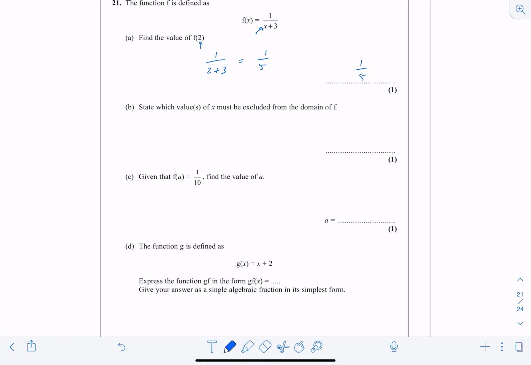State the value of x which must be excluded from the domain of f. That just means what value of x doesn't work for this equation. Well, as you know, you can't have 0 in the denominator. So x plus 3 equals 0. If that's true, then it screws everything up, so we cannot have it. It must be excluded. The domain is all the numbers that you can put into this formula right here. So x equals negative 3.